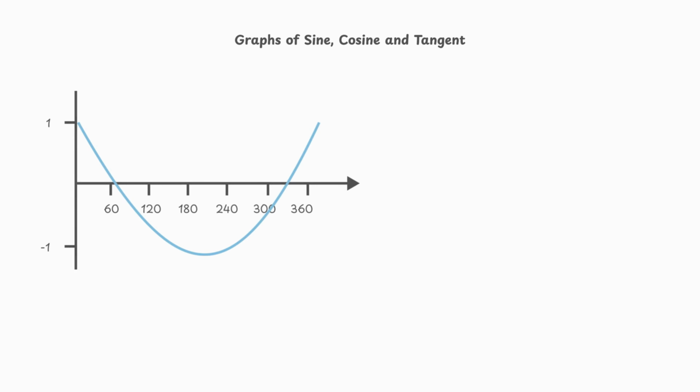Now, let's move on to the cosine graph. The equation of this graph is y equals cosine of x. Now look carefully at how this graph begins. Unlike the sine graph, this graph does not start at 0. Instead, it starts at the point 0, 1. So when x is 0, the value of y is already at its maximum.